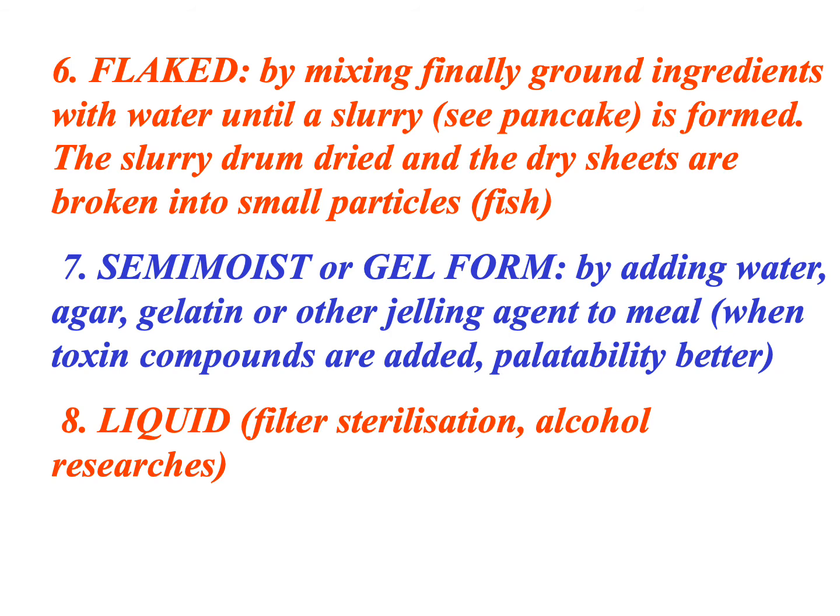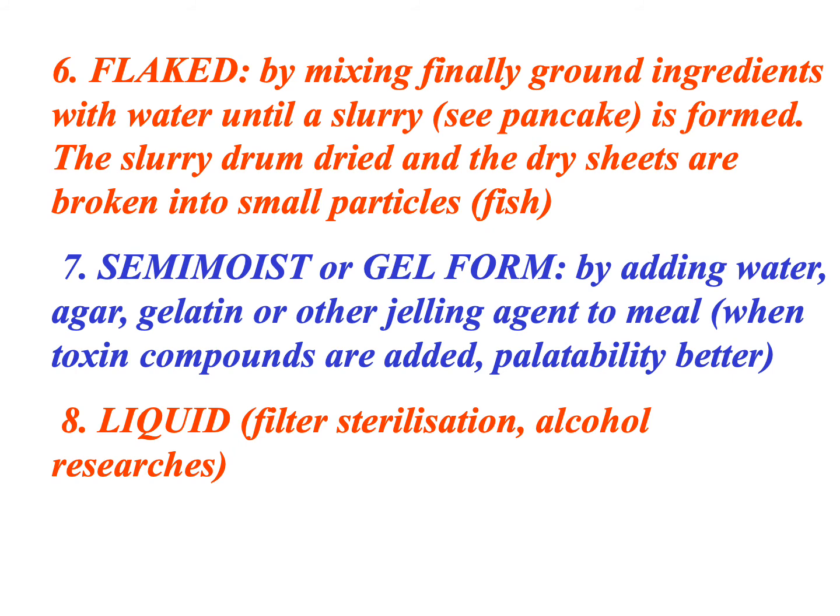The sixth physical form is the flaked. By mixing finely ground ingredients with water until a slurry, see when we are making a pancake, a slurry is formed, the slurry dried, and the dry sheets are broken into small particles. And these small particles will float in the water, and the fish and frog will think that this is a living prey.